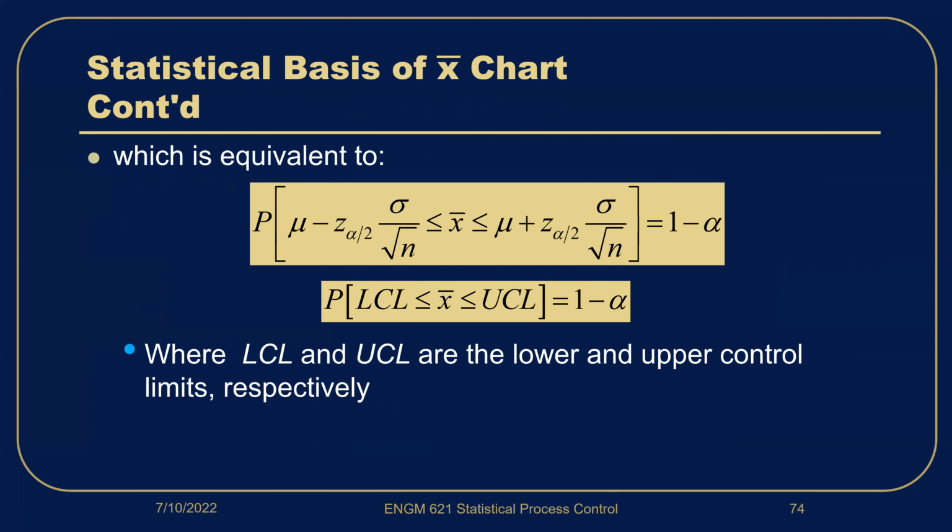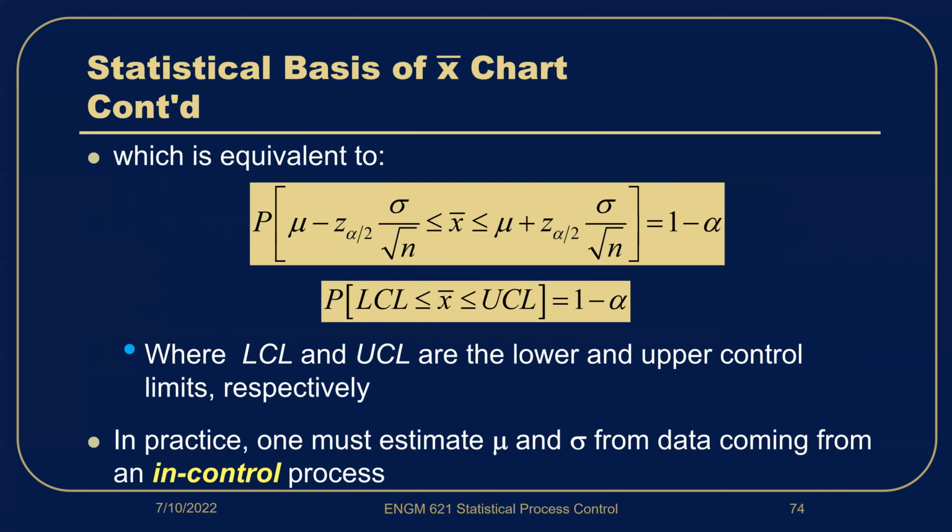So in phase 1 of control charts application, we must estimate mu and sigma from data in an in-control status of the process. If the process is already out of statistical control, then our estimation of mu, sigma, and control limits cannot be correct.